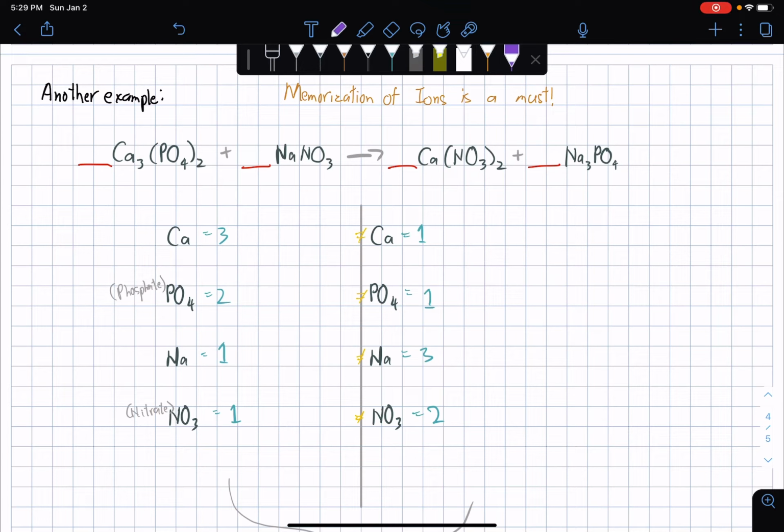So let's start with calcium. Let's multiply this with 3 at the product side. So find where calcium is. It's over here. So place a coefficient there, and there will be 3 calcium. For NO sub 3, it's equal to 2. Well, you have to multiply that to 3 because, again, there's a sense of distributive property here. So we get 3. By the way, the PO sub 4 is called phosphate, and NO sub 3 is nitrate.